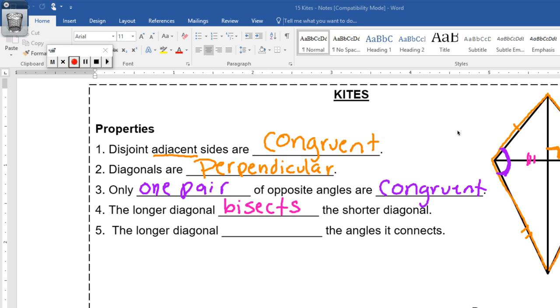Then rule number 5 says the longer diagonal is going to cut or bisect the angles it connects. So remember, bisecting means we're going to cut into equal parts. So we're going to have this angle, and that angle is going to be cut into equal parts. Then we're going to have this top angle, and that top angle is going to be cut into equal parts as well. Those are our properties. Now let's go over some examples.